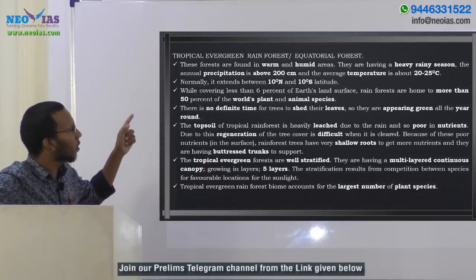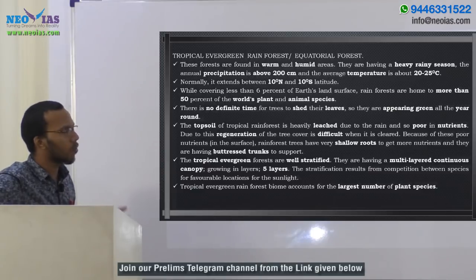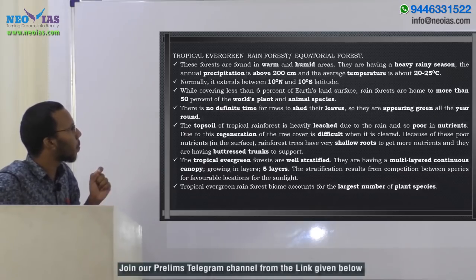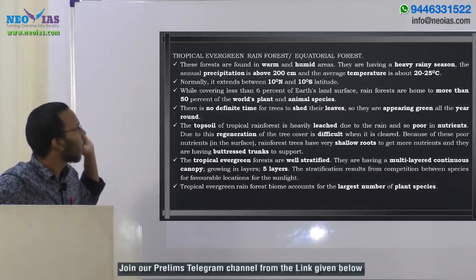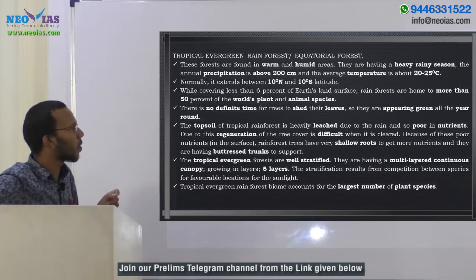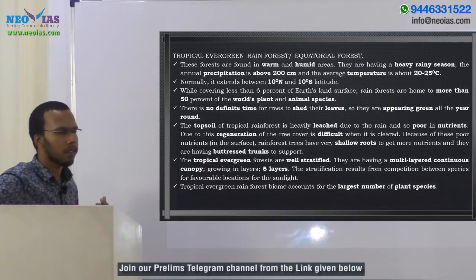And normally it extends between 10 degrees north and south latitude. While covering less than 6% of Earth's land surface, these rainforests are home to more than 50% of the world's plant and animal species. So that's an important point regarding equatorial forest. It is hosting more than 50% of the world's plants and animals.